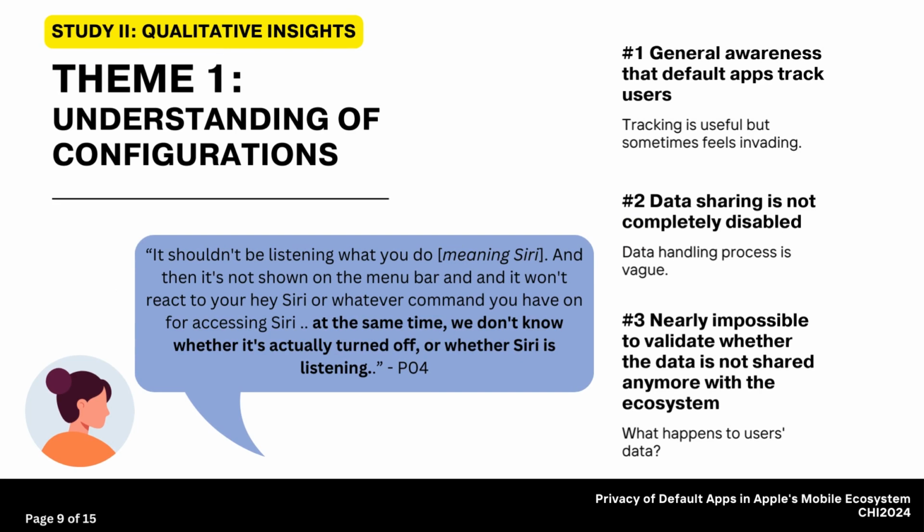Participants expressed that they knew they were being tracked while using default apps, saying that tracking is useful sometimes, but also invading. In certain situations, tracking can be useful for finding lost devices, otherwise invading if one wants to be left alone.